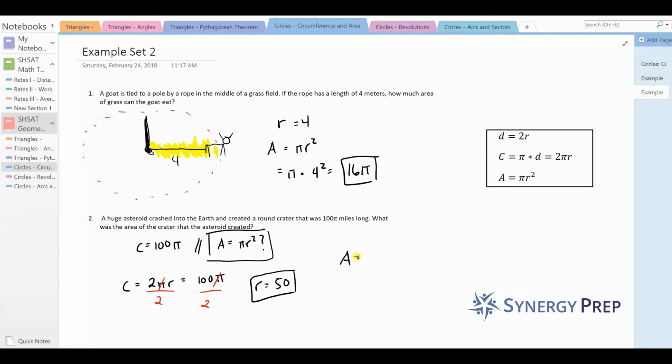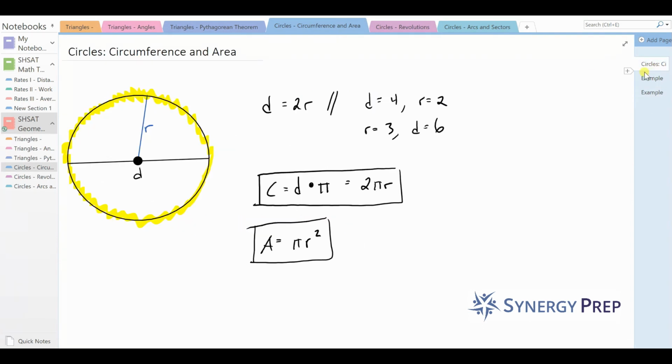Now to find the area, it's equal to, again, pi r squared, or pi times 50 squared, which gives you 50 squared is 2,500. So it's 2,500 pi. And that's it. We've just covered area and circumference of a circle. Again, the equations that we're going to be using are right here. You have to have them memorized, guys. There's no other way around it. You have to have these memorized in order to do well on this exam.